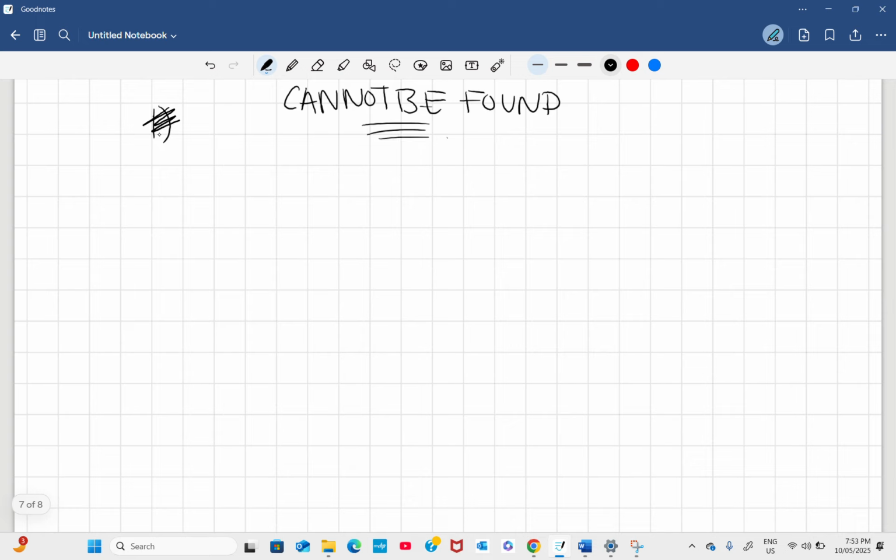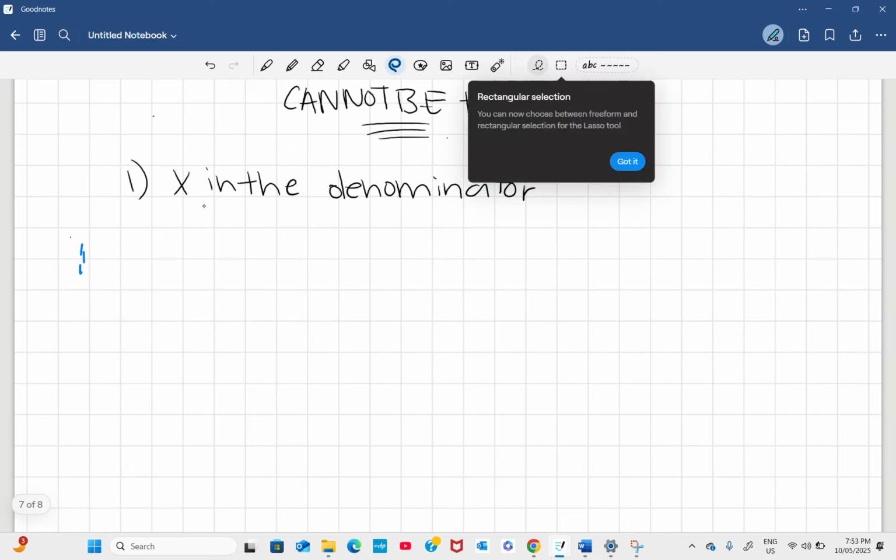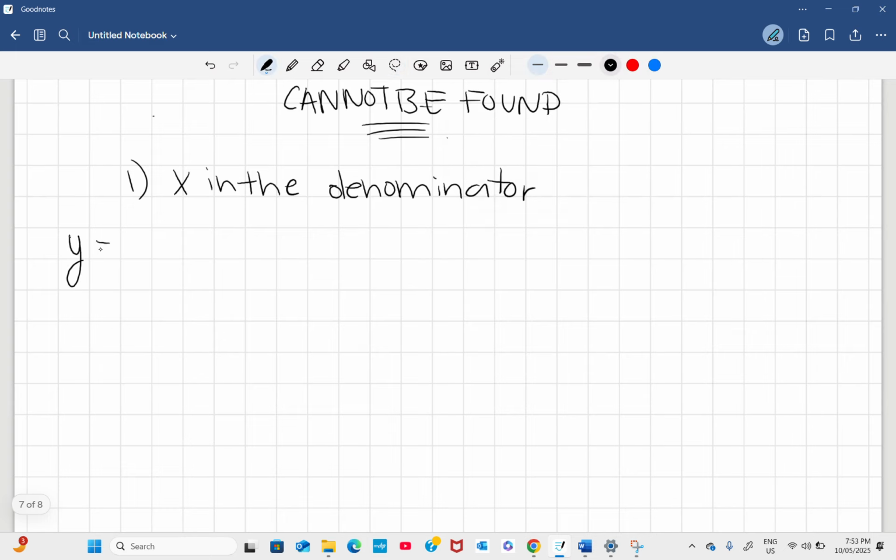Let's say my first case is when I have x in the denominator. Whenever I have a power in the denominator, I cannot derive. I'm going to have to fix this problem. Let's take an example. Let's say I have y is equal to 5 over x to the power of 3.